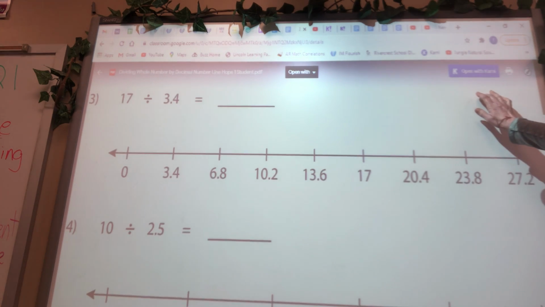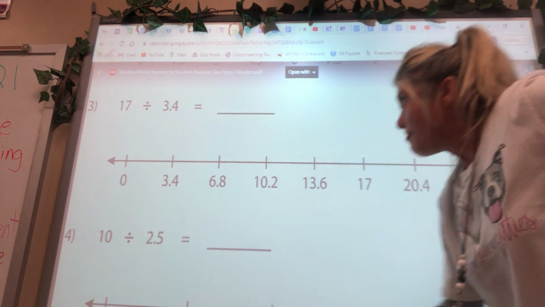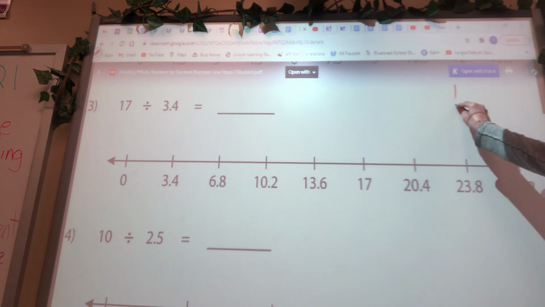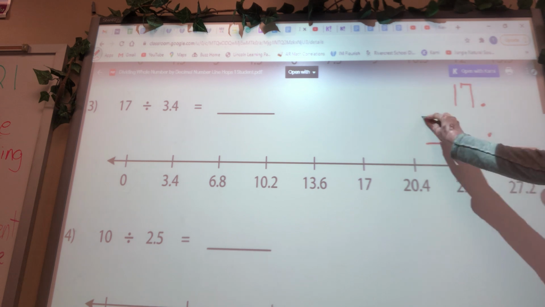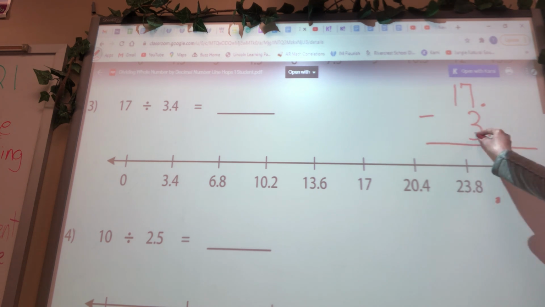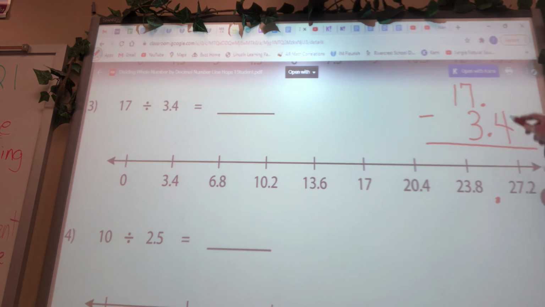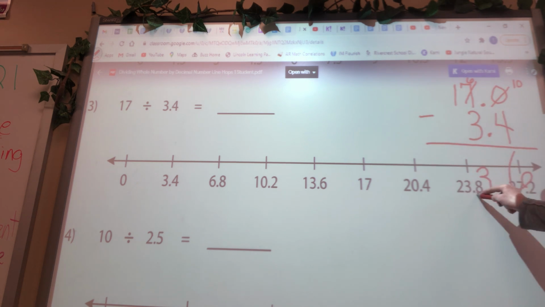Okay, on the next one, we would see if they were using repeated subtraction. We start with 17 whole ones, and they were dividing it up by 3 4/10 sections. So we would, 0, can't take 4 from 0, so he would have to borrow a multiple of 10 from the 7. 10 minus 4 is 6, 6 minus 3 is 3, and 1 minus nothing is 1.